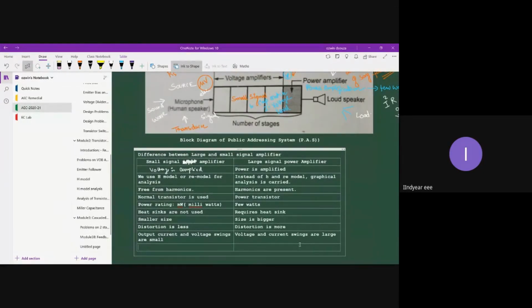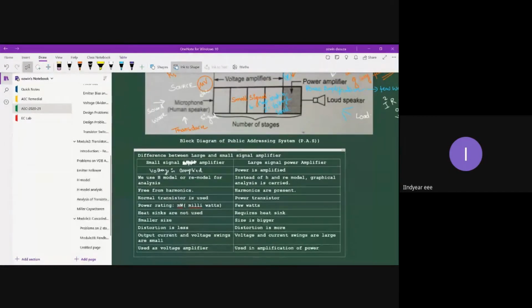Okay, and you can say that it is primarily used as a voltage amplifier. That is, the objective is to increase the voltage level. On the other hand, the large signal amplifier is meant for amplification of power. Okay, so it is used in amplification of power. Okay, so these are the main differences.